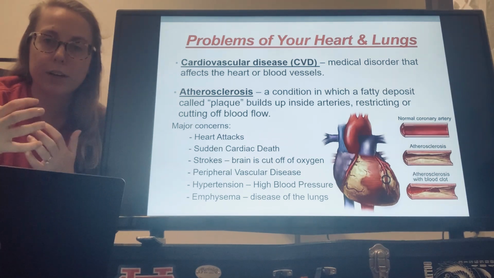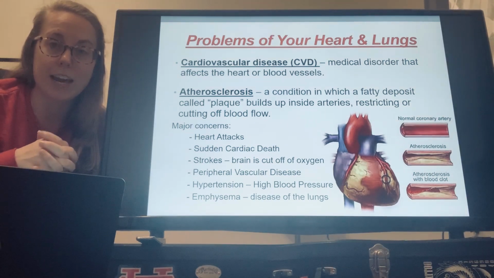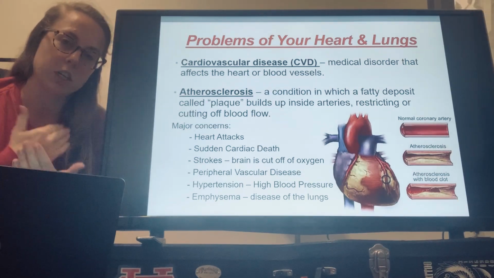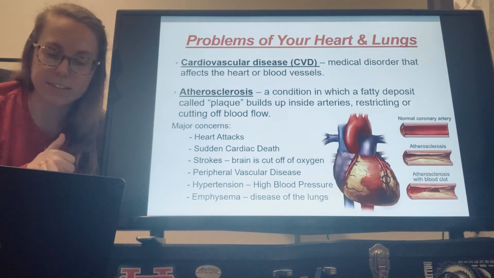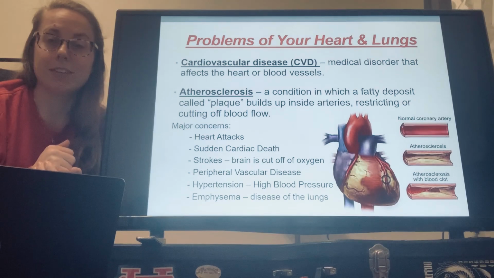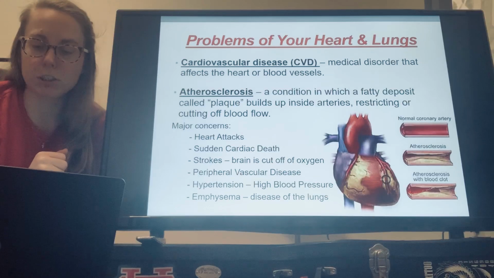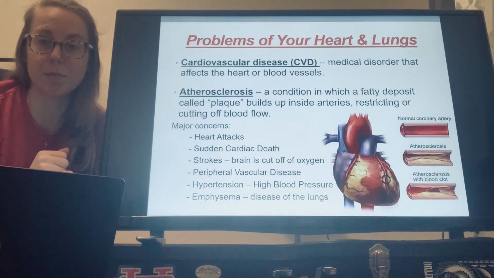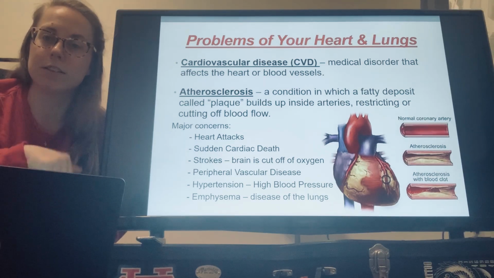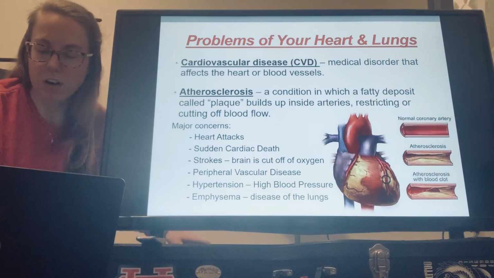Reasons these are both concerning, okay? These can lead to heart attacks. These can lead to sudden cardiac death. They can lead to different things like strokes, where the brain is then cut off from its oxygen supply. Could be peripheral vascular disease. It could be hypertension, which is the more scientific term for high blood pressure, or even emphysema, which we've talked about in health in our drug unit related to smoking, okay? This is a disease that affects the lungs. All right, moving on.